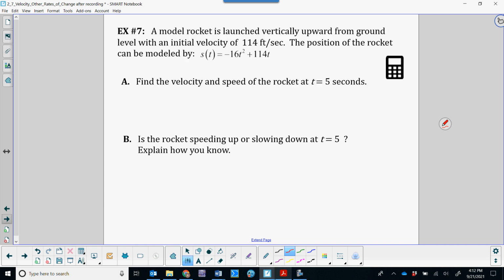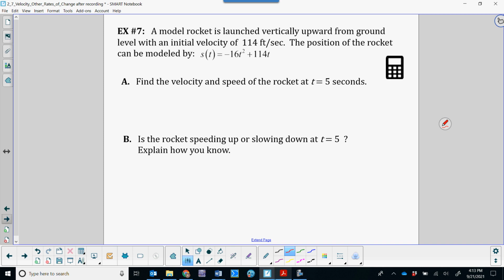Okay, so let's do example 7. This is talking about velocity and speed. This is a calculator question, so you're going to want to use your calculator to do these. When we use the calculator, we simply write down what we're doing and then write the answer down. We do not do things by hand.